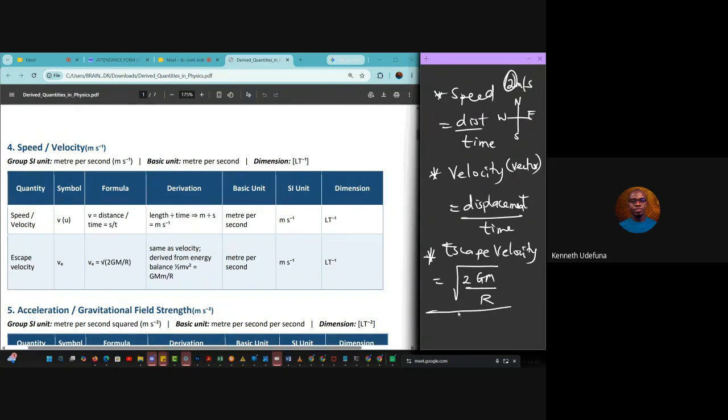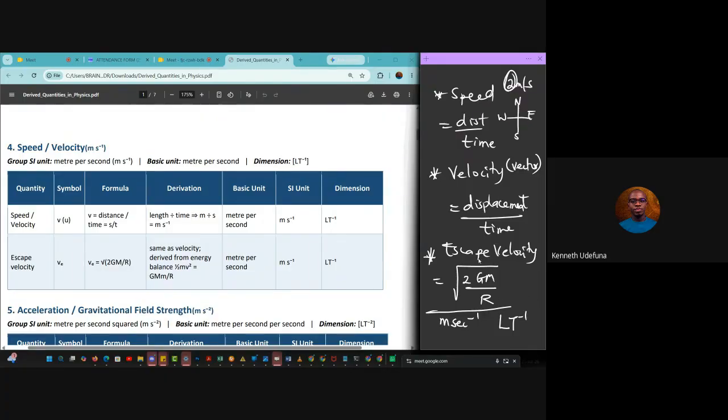All of them have the same unit, meter per second. And they have the same dimension, LT minus 1. So you now know those of them under the category of LT minus 1, those that have the same unit of meter per second. I hope this is clear before we go over to the next one.